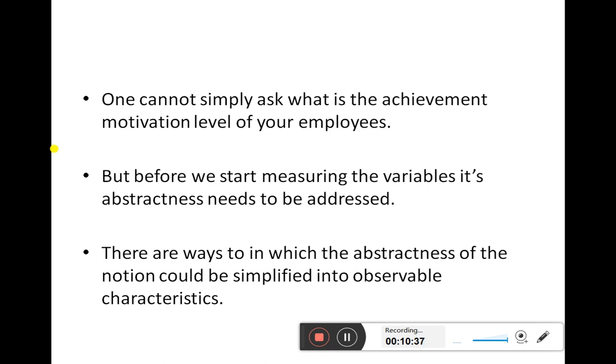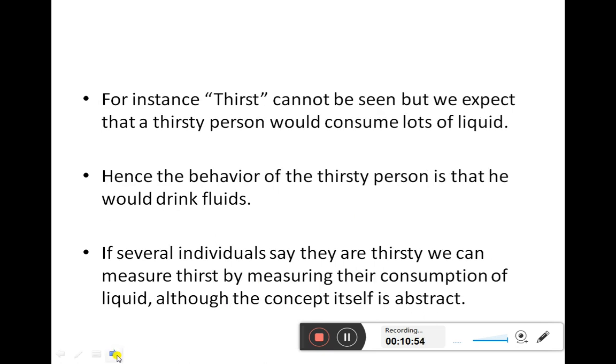So therefore, for such variables which have an abstract nature, we use the operational definition method. But before we start measuring the variables, its abstractness needs to be addressed. How do we have to address this? Now let me explain with the help of an example.